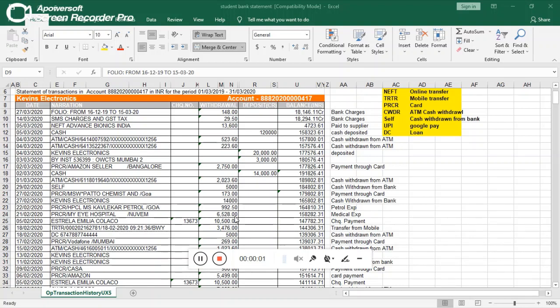Let us understand about bank statements here. This is a very important topic. Whenever you join any company, you should know that every month you have to update your bank statement. You have to take this bank statement from your owner.